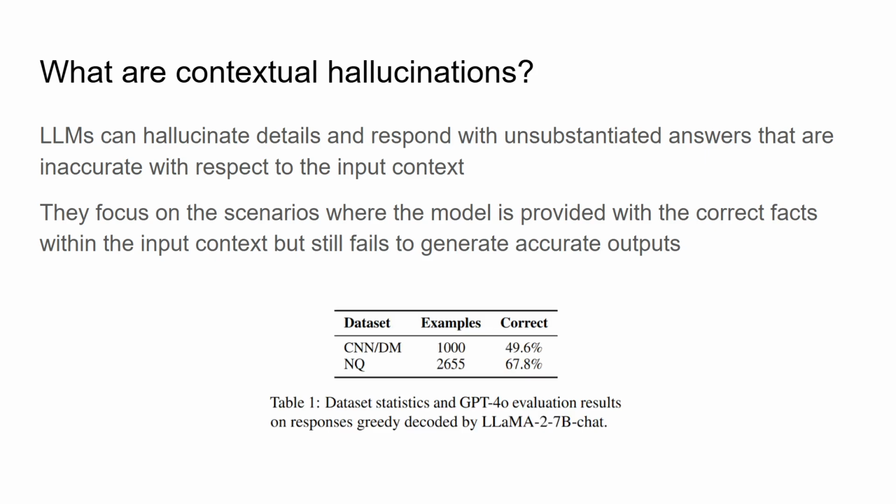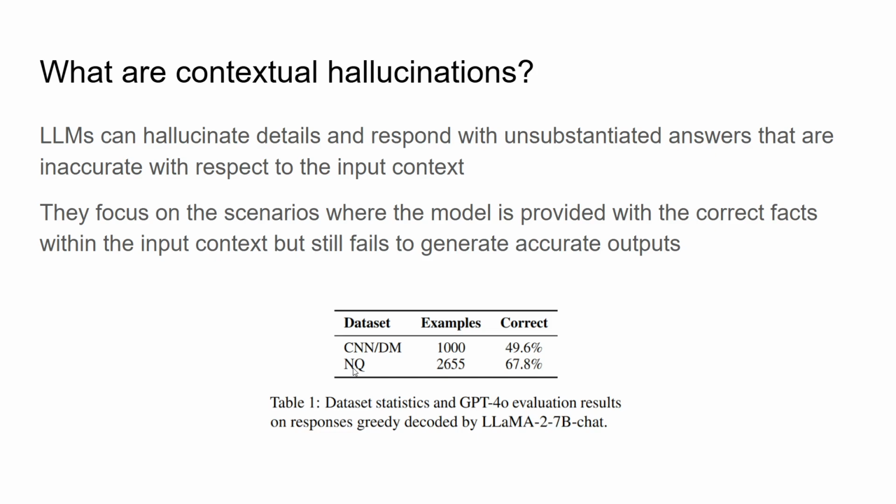And then these are some statistics for evaluation. So for instance, CNN/DM is a summarization task. You have 1,000 examples, and you see that Llama 2 7 billion chat only got 49.6% correct, when they judge using GPT-4o, which is another discussion altogether whether you should judge by LLMs, but I think almost everyone is just using LLMs to judge. So the rest had some form of hallucination or other.